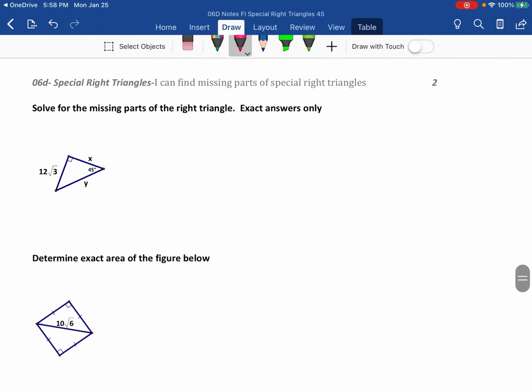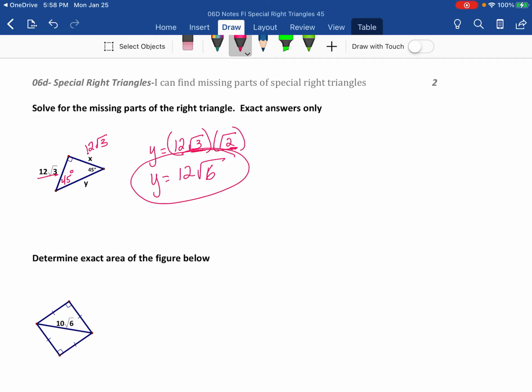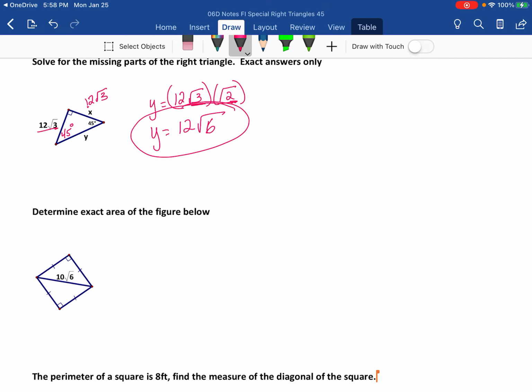So for this next guy, it's a solve for the missing parts. If this is 45 degrees, this also has to be 45 degrees. So if this side's 12 radical 3, then this side also has to be 12 radical 3. I know my hypotenuse is equal to my leg, 12 radical 3, times radical 2. My hypotenuse, and I can multiply the radicals, is 12 radical 6, and I can't simplify, so that's my only answer, and that's my exact answer.